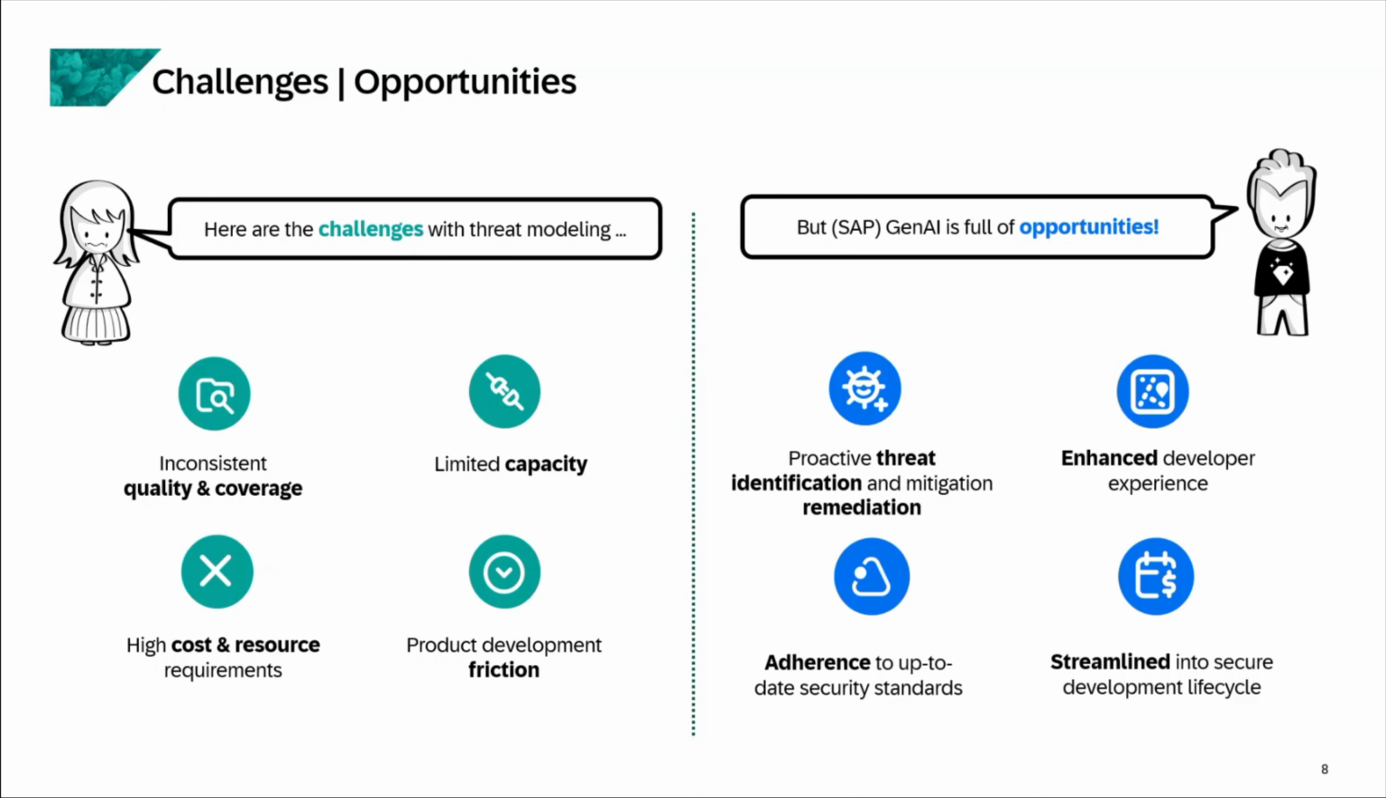So the challenges are real, but so are the opportunities, and GenAI offers the opportunity to automate threat modeling. GenAI can support proactive threat identification and mitigation, ensuring adherence to up-to-date security standards. It can also streamline the security process, making it a seamless part of the development lifecycle. And most importantly, GenAI can enhance the developer experience, making threat modeling a more enjoyable and effective process. By leveraging the power of GenAI, we believe we can overcome these challenges and contribute to a more secure future for SAP products and services.